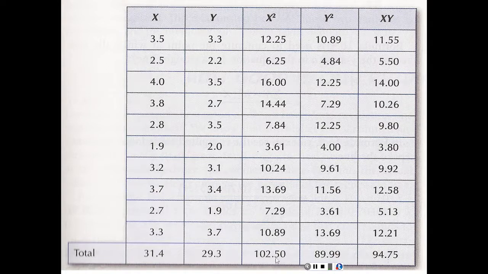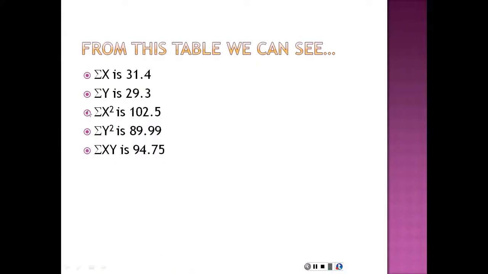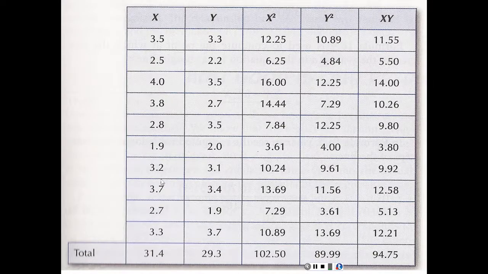And so as you can see the totals here. From this table, we can see sigma x, and sigma is a Greek symbol that means summation. So basically, sigma x, or the sum of all the x values, is 31.4. The sum of all of our y values is 29.3. The sum of all of our x squared values is 102.5. The sum of all of our y squared values, our y value squared, is 89.99. And the sum of all of our xy values is 94.75.